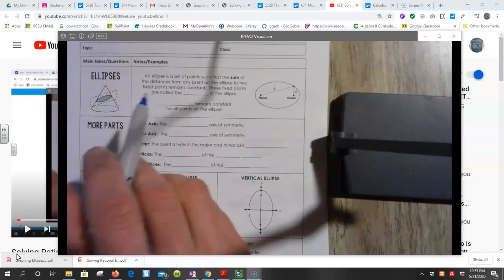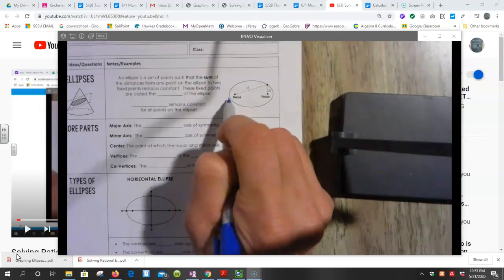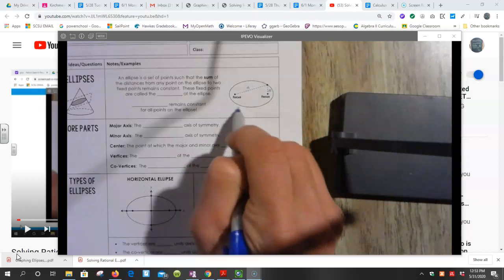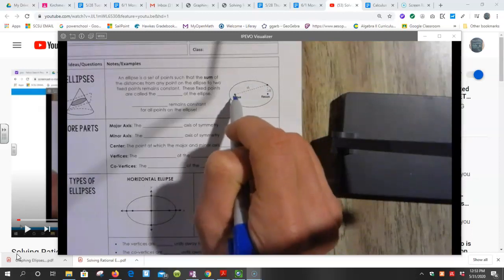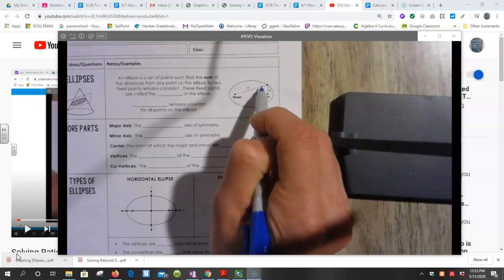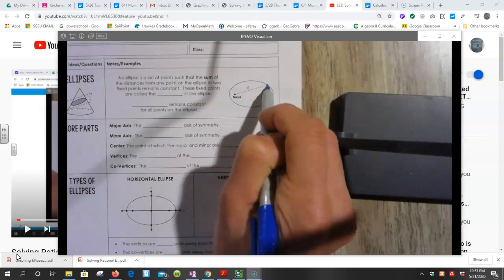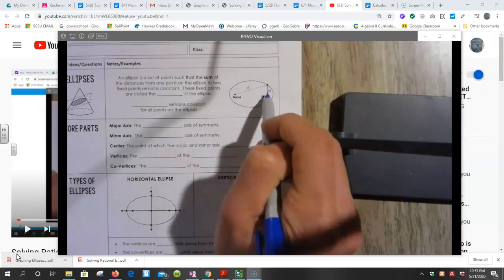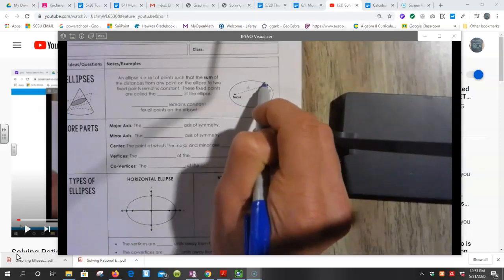So the actual mathematical definition of an ellipse is a set of points, so it's this oval shape here, such that the sum of the distances from any point on the ellipse to two different fixed points is constant. These two different fixed points are called foci. So if you take a point anywhere on the edge, and you go from here to here and here to here, that distance adds together and will be the same no matter where I move.